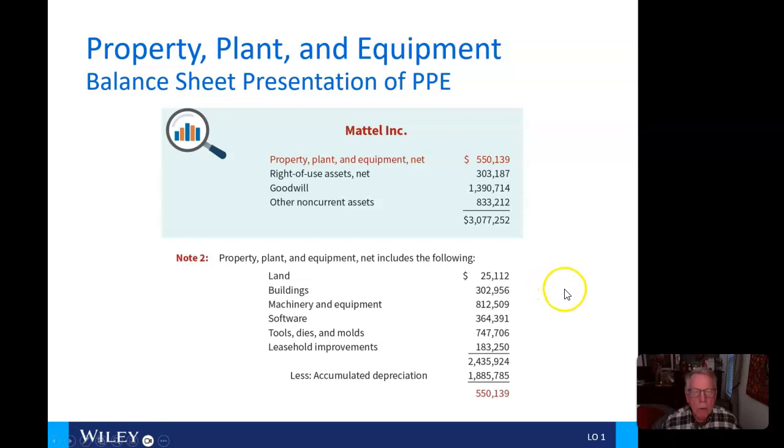And so what they want to do is, here's these property, plant, and equipment at $550,139, and they show land, buildings, machinery and equipment, software, tools, dies, and molds, and leasehold improvements with a total here, less accumulated depreciation, gives us the net assets that are shown here at $550,139.